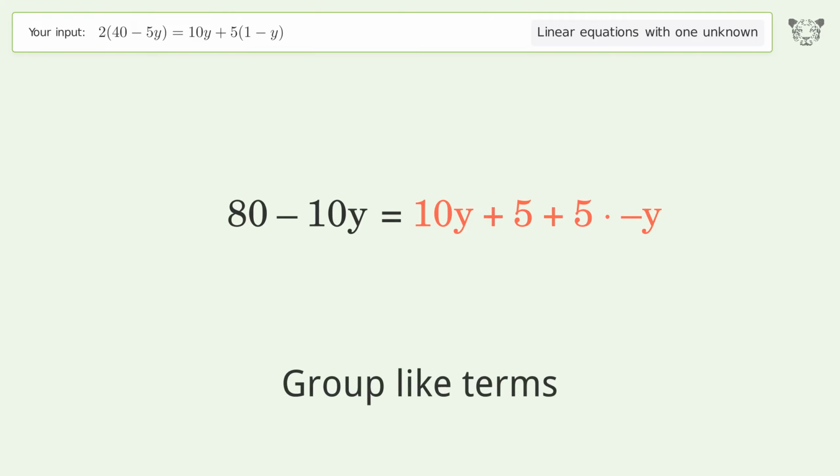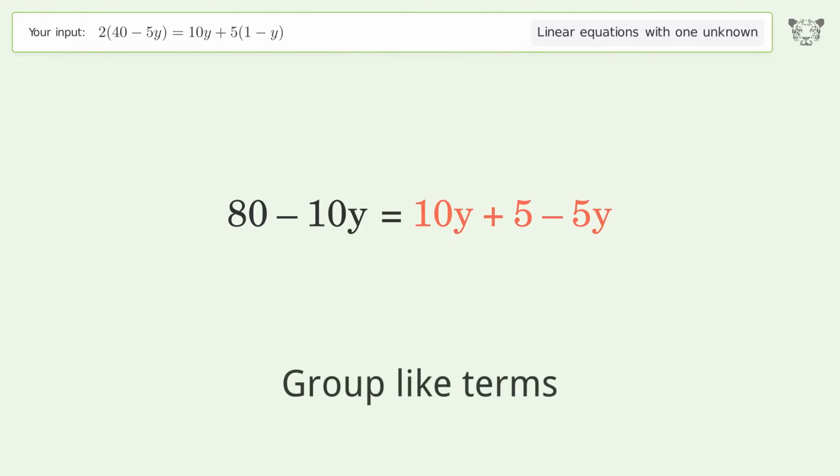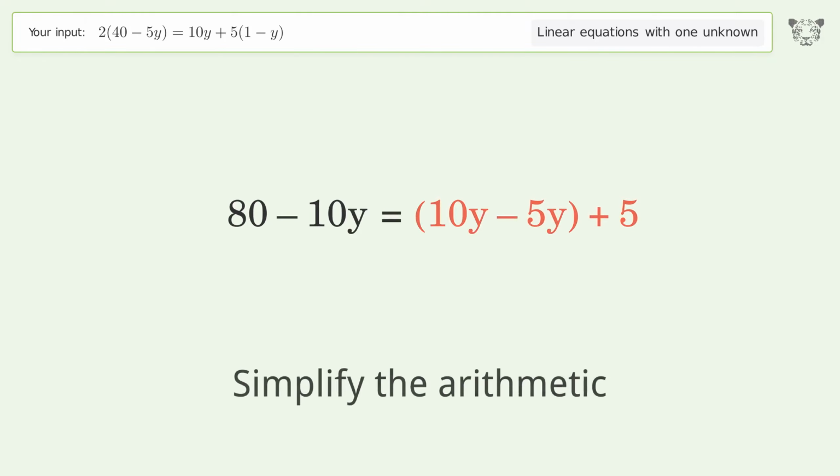Group like terms. Multiply the coefficients. Group like terms. Simplify the arithmetic.